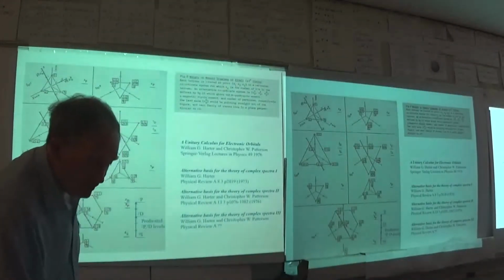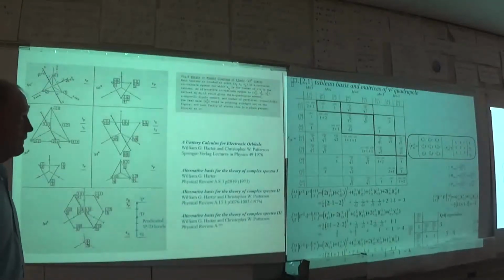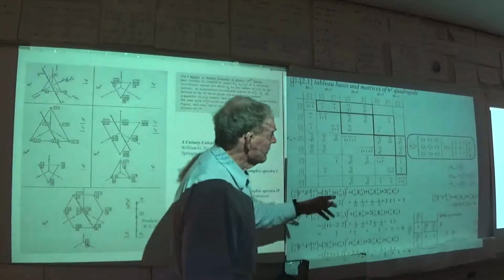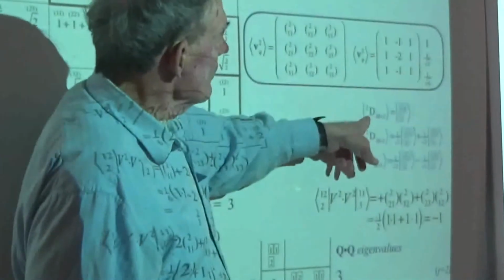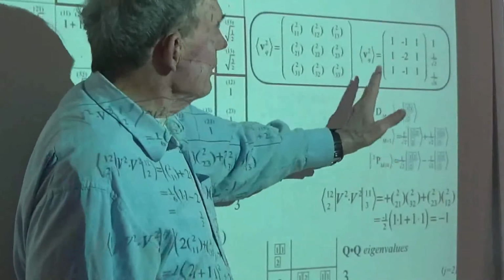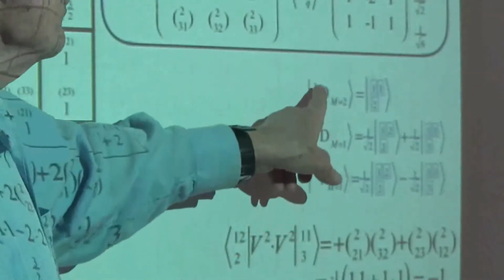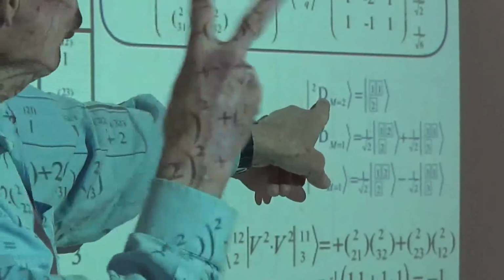Back a while here. See if I... yeah, there we go, right there. It may be a little hard to see, but let's take a look anyway. Here is the highest m value, highest z component angular momentum wave function of this spin doublet orbital D. That's orbital angular momentum 2.